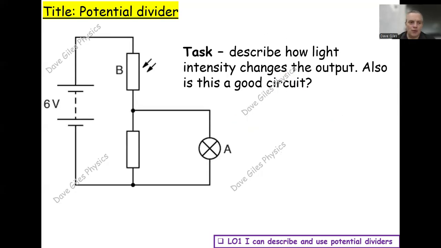Now, a little bit more of a descriptive question here. Describe how light intensity changes the output. Also, is this a good circuit? We've got an LDR, a light dependent resistor, and a bulb, which is in parallel with the resistor here. I just want you to think about, is this a good circuit? I'll give you a few seconds to think.